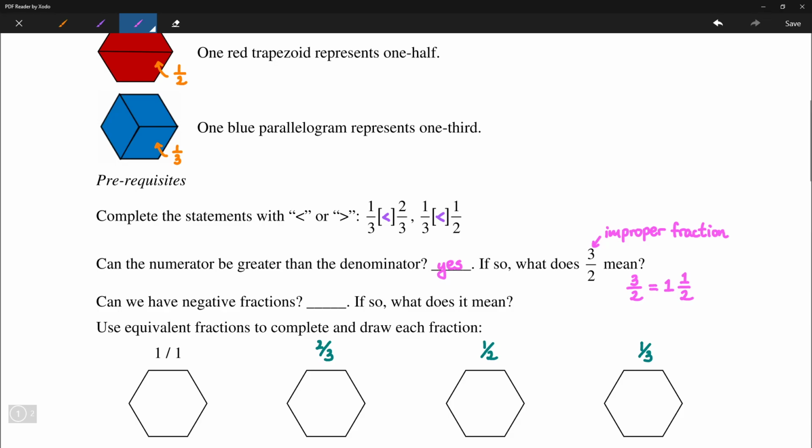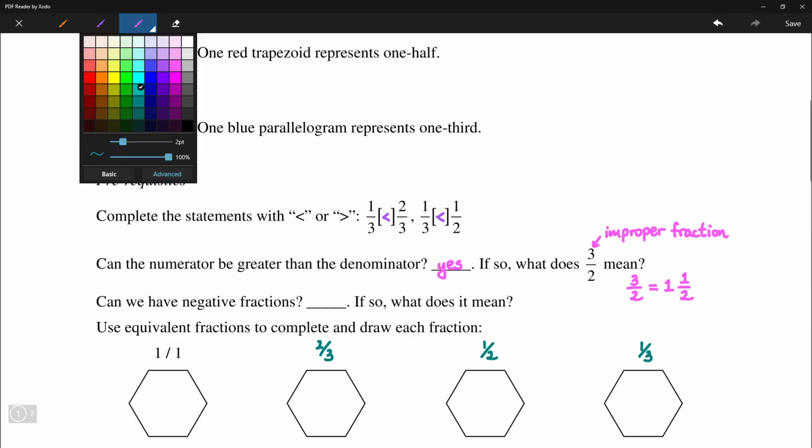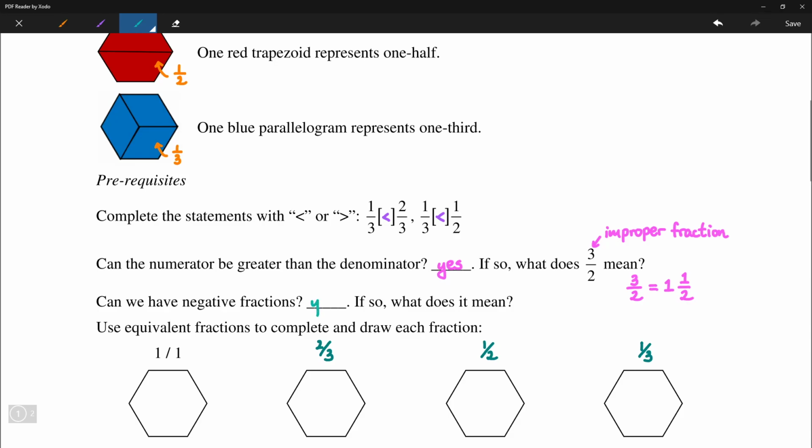Can we have a negative fraction? The answer there is also yes. What does it mean? Well, let's say, for example, we have negative 1/2. Similar to what we learned with the integers, negative 1/2 means instead of moving to the right of 0, we move to the left of 0 by half a space.